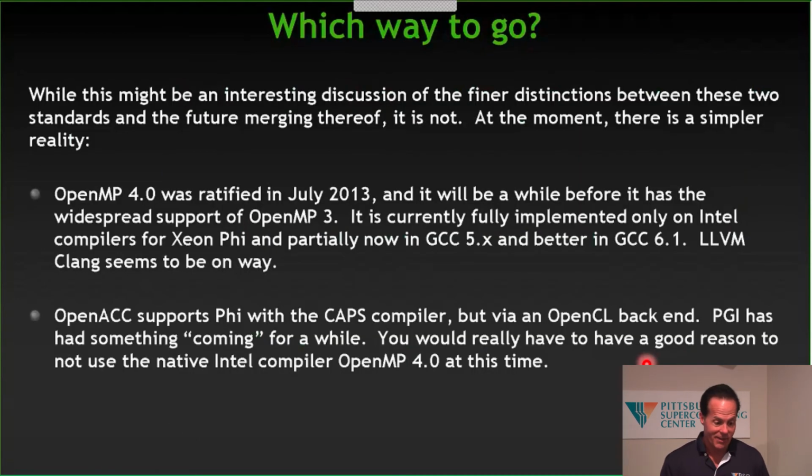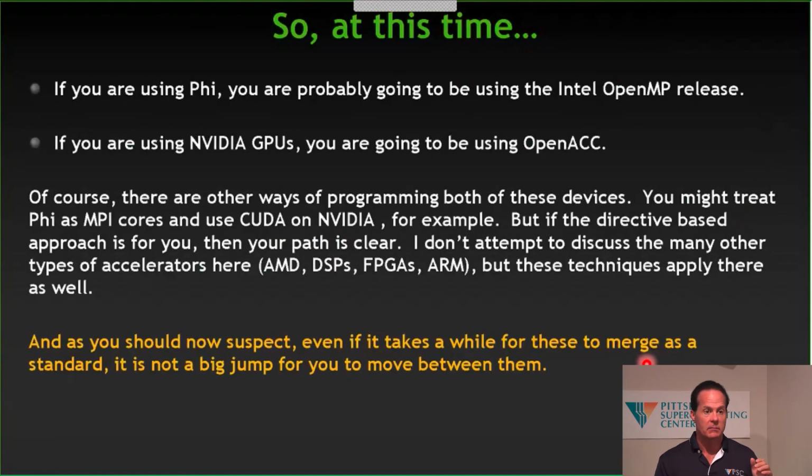So at this point in time, if you're going to use NVIDIA GPUs, you probably should be using OpenACC and an OpenACC compiler. If you're going to be using Xeon Phi, you should probably be using Intel's compiler with the OpenMP 4 stuff. You don't really have much of a choice. GCC also supports some of that, though, but you'd be crazy not to use Intel to support that.